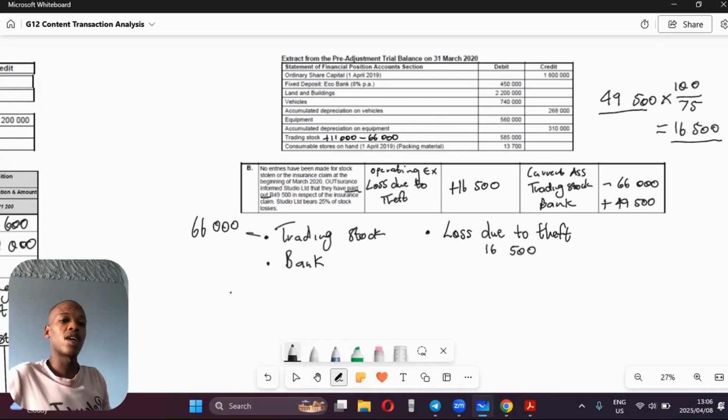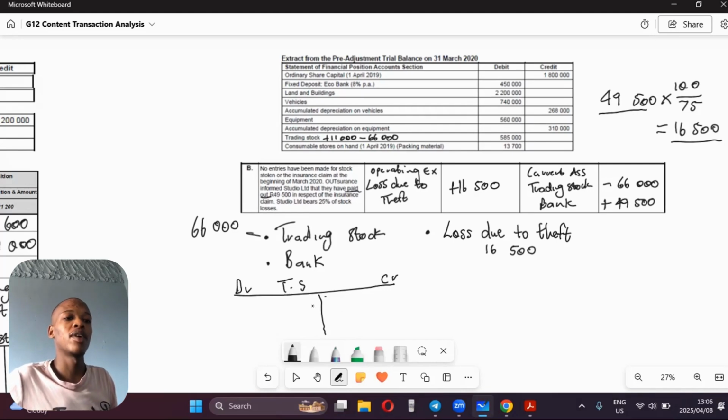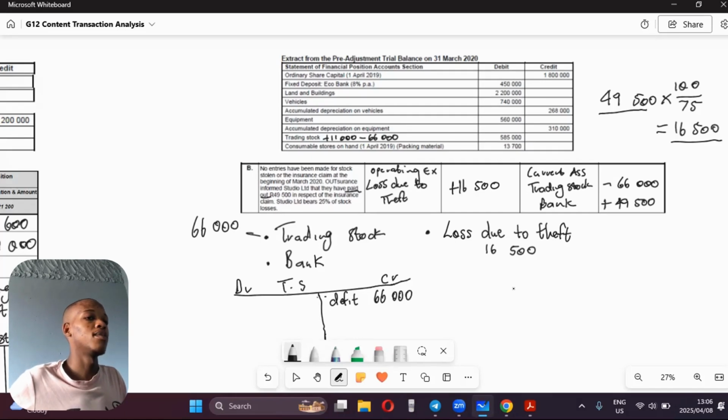And then let me show you T accounts. This is your T account for trading stock. DR, CR. Trading stock will be credited. Remember, will be credited by deficit, because this is just deficit. Okay, deficit in total, it's 66,000.